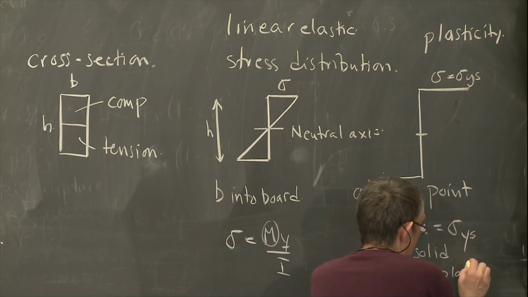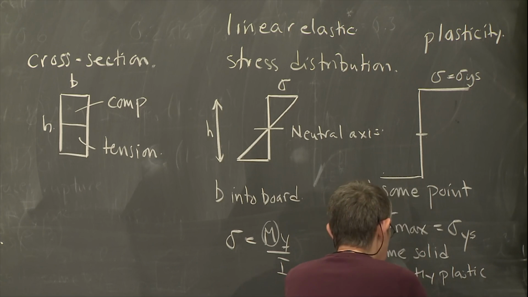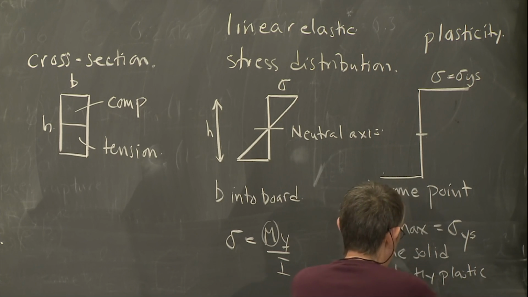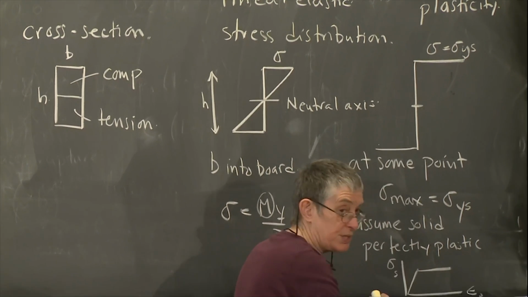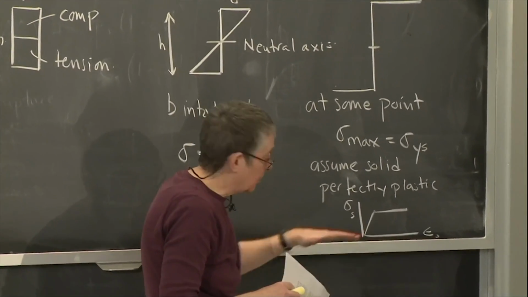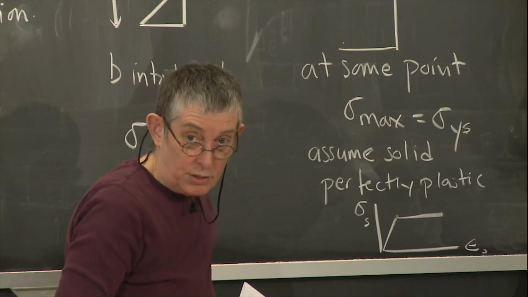And if you remember, when we said things were elastic, perfectly plastic, they look like that. The stress strain curve for the solid, I'm assuming, looks like that. So I'm assuming the yield stress in the solid is just a constant, right? That if I strain it more, there's no work hardening.